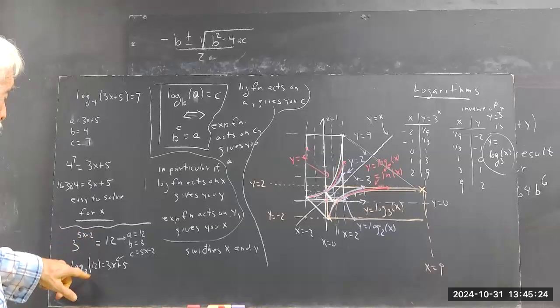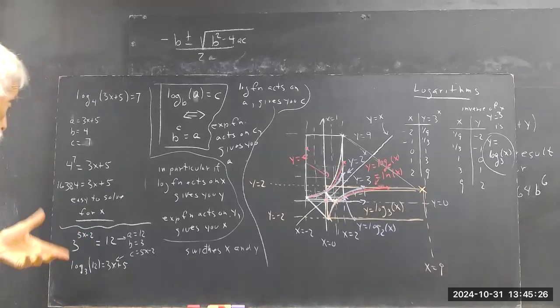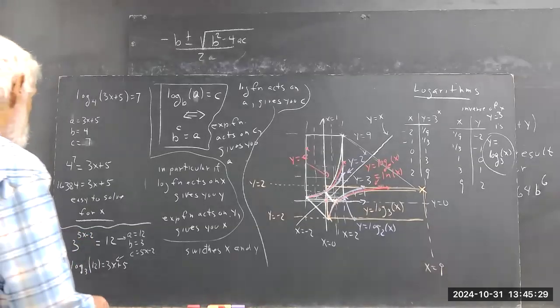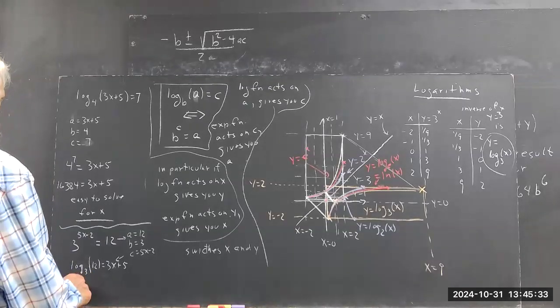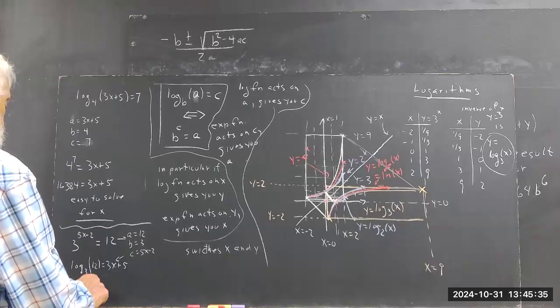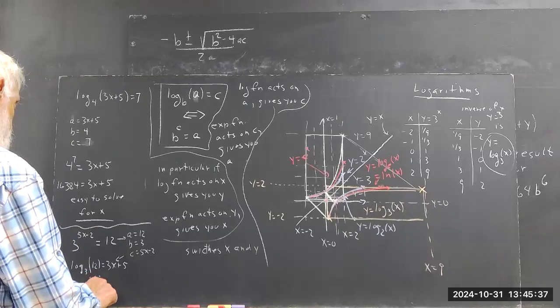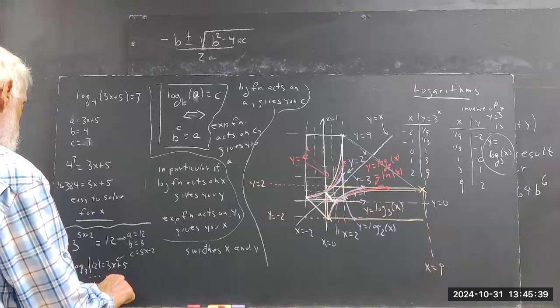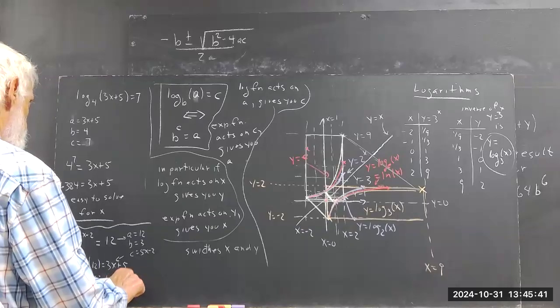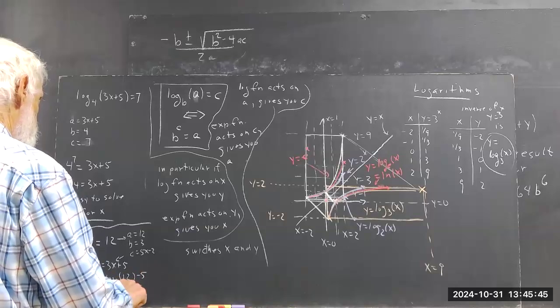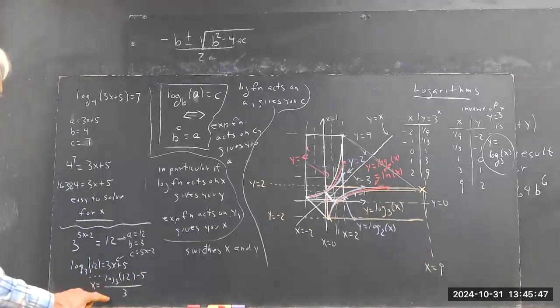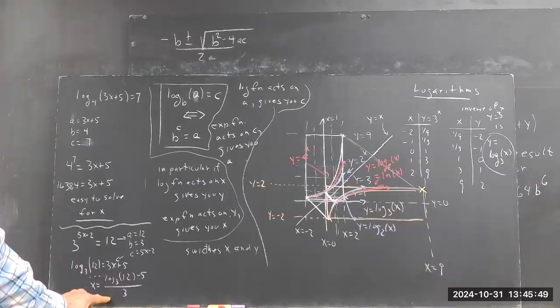Okay, so there's our equation, and that's a very easy equation to solve. You subtract 5 from both sides. Then you divide both sides by 3 and you get this. Okay?